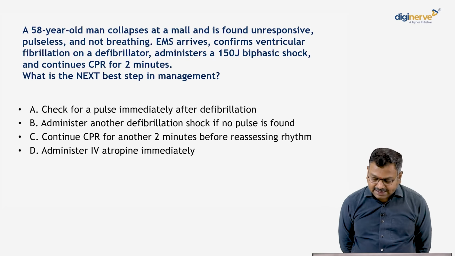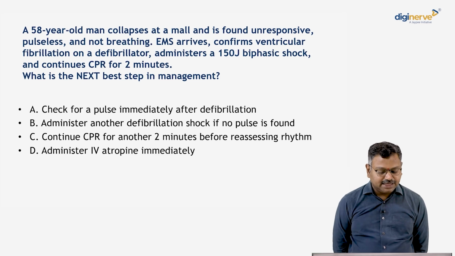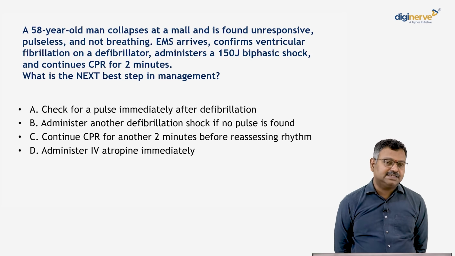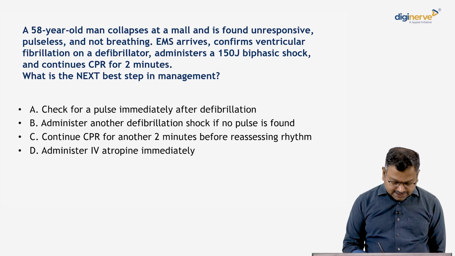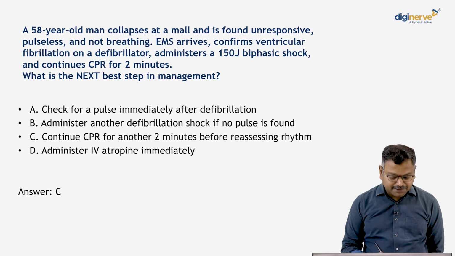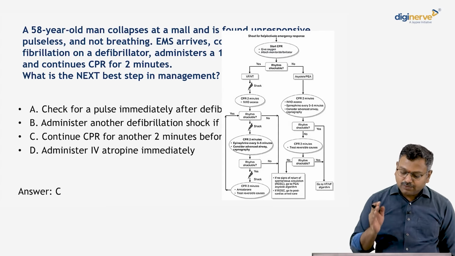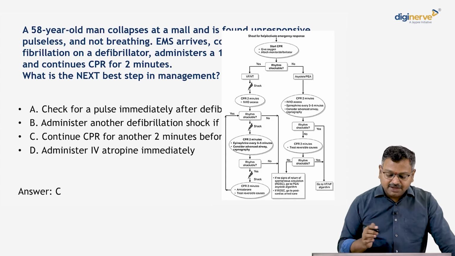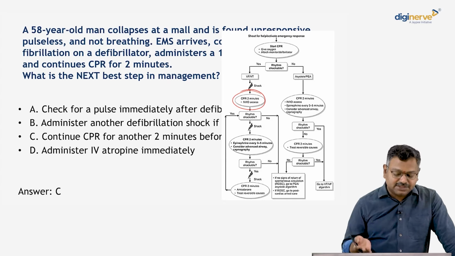Now remember, in cardiac arrest, whenever you have VF or VT, first we do a cardioversion, continue the CPR, and monitor for 2 minutes before reassessing the rhythm. Just giving one shock does not revert it, we have to continue the CPR. So the correct answer is continue the CPR. Whenever you find VF, give the shock, observe for 2 minutes. Only then you check the rhythm.